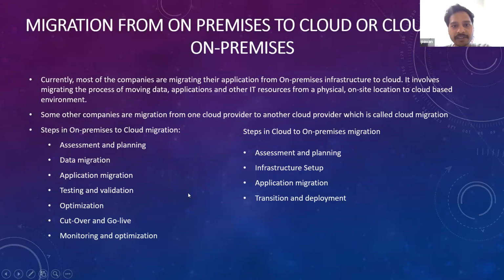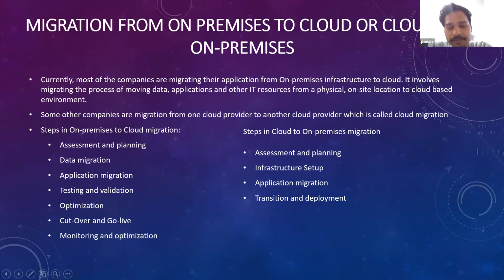Currently, most of the companies are migrating their applications from on-premises infrastructure to the cloud, which involves the process of moving their data, applications, and other IT resources from physical on-site locations to a cloud-based environment. Some companies are migrating from one cloud provider to another cloud provider, which is also called cloud migration. The steps in on-premises to cloud migration are assessment and planning.